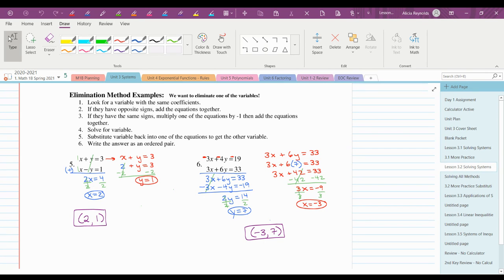So when I add my equations together now, the x's will cancel out. Positive 6 minus 4 is positive 2. So I get 2y equals 14 when I subtract 19 from 33. And I find that y equals 7. When I plug 7 into one of my equations, then I find that x equals negative 3. This gives me the ordered pair solution (-3, 7).